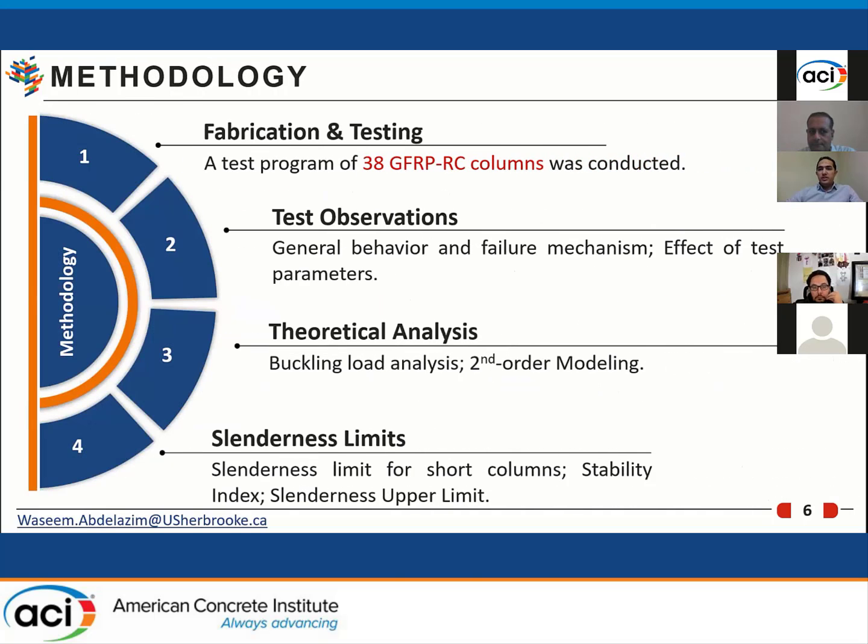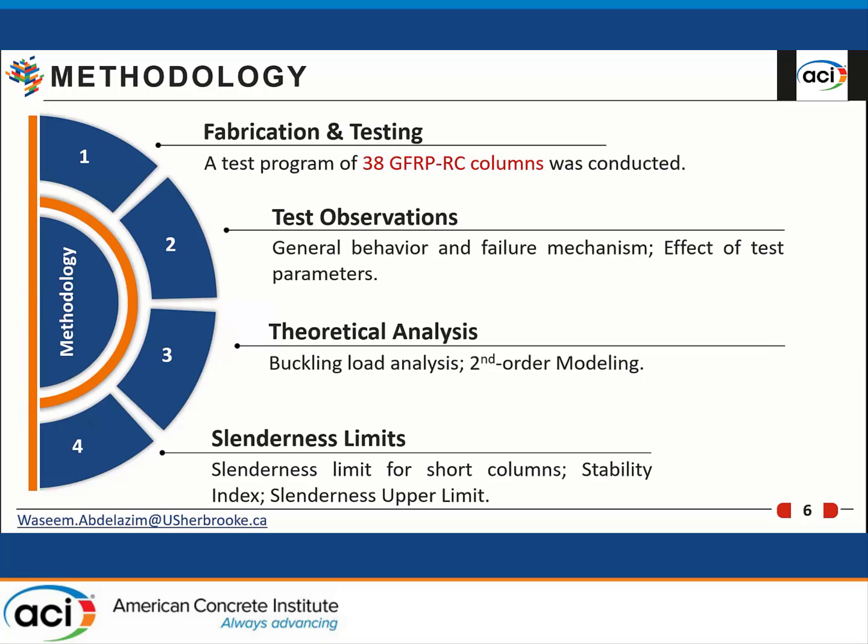The methodology to achieve these objectives can be drawn from the shown schematic chart. The research program consists of 2 parts, an experimental program and a theoretical analysis. The experimental program includes 38 GFRP reinforced concrete columns. Then the study was extended by conducting a theoretical buckling and second order analysis in order to propose some useful design recommendations.